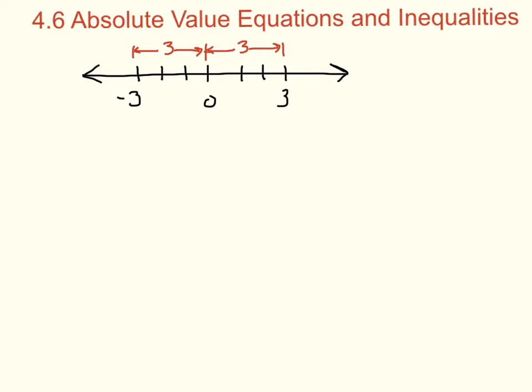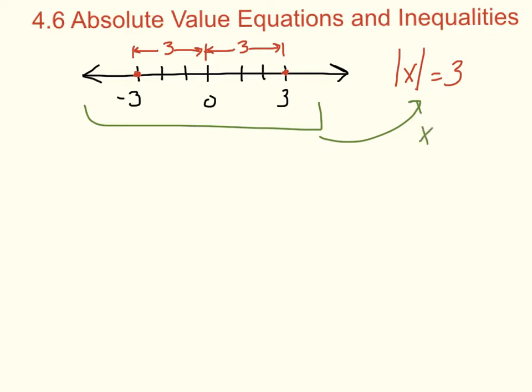So if I said this, the absolute value of what number would give me 3? Well, it could be 3, or it could be negative 3. So this right here is the graph of the solutions of the absolute value of x equals 3, because the value could be positive 3, it could also be negative 3.